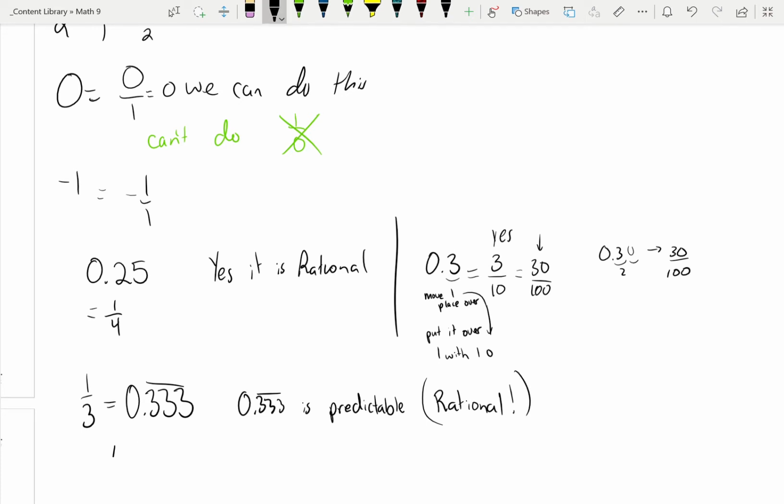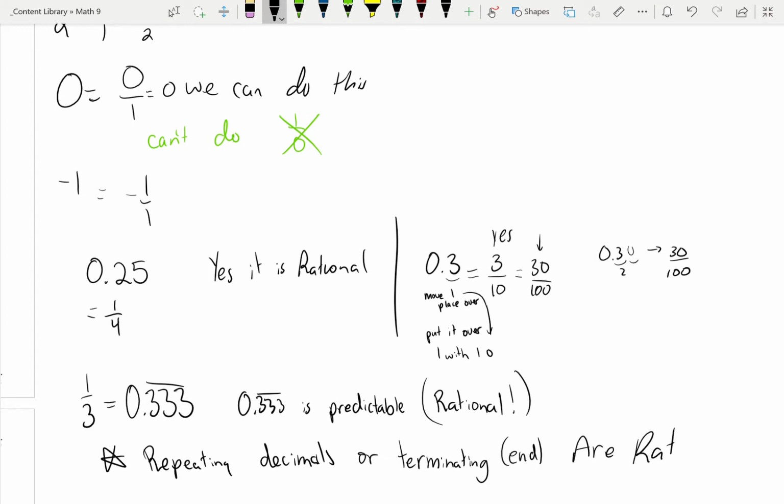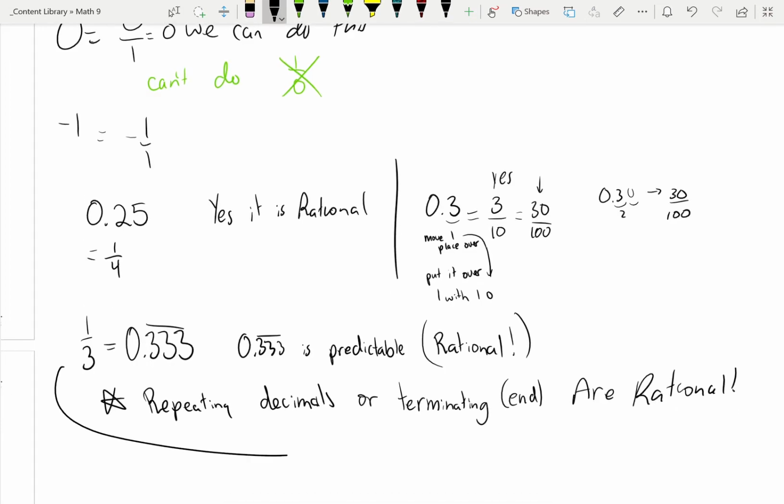So a takeaway is repeating decimals, or what we call terminating, or ones that end, are rational. So everything here is rational.